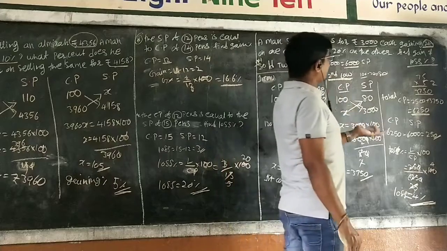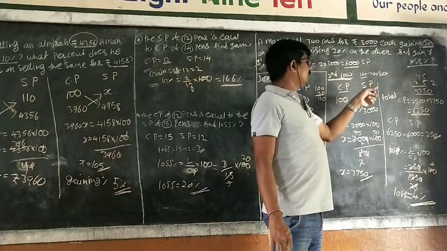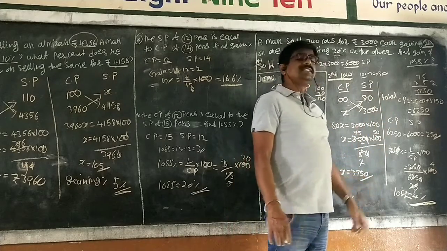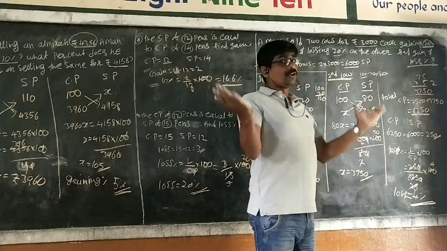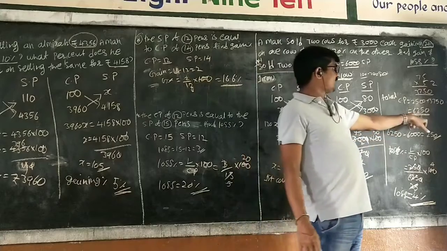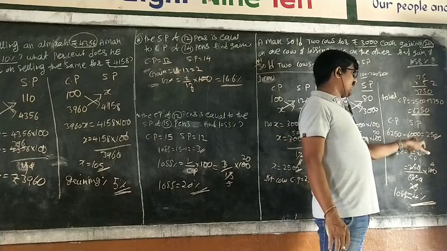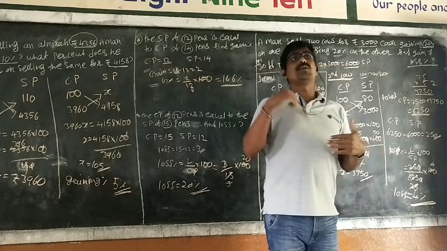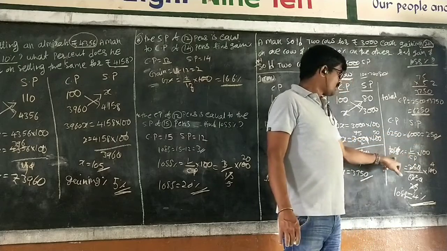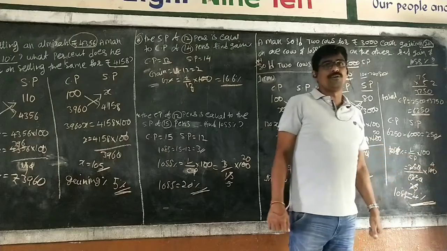Next is the second cow, with cost price and selling price. If the cost price is 100, he is losing, that's why I am taking subtraction, 100 minus 20. Simplifying, we get 3,750. Total cost price means both added, so you are getting 6,250. The cost price is more than the selling price, so the loss is 250. Loss percentage means loss by cost price into 100, and we are getting 4 percent.